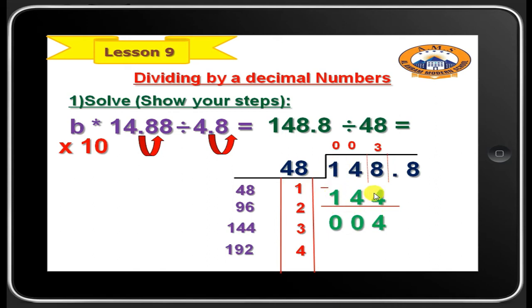Now, what shall I do next? I have the decimal point, so I can't bring down 8 because there is a decimal point. So miss, what shall I do with a decimal point? Oh, my dear student, all you have to do is to just push it up in the quotient.